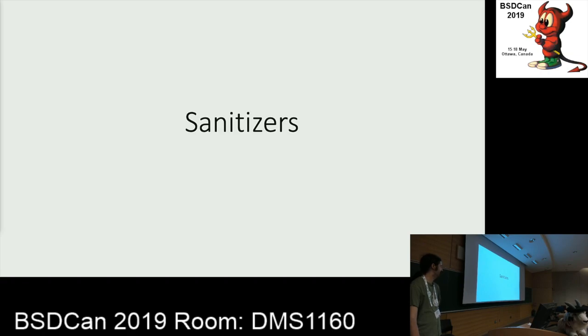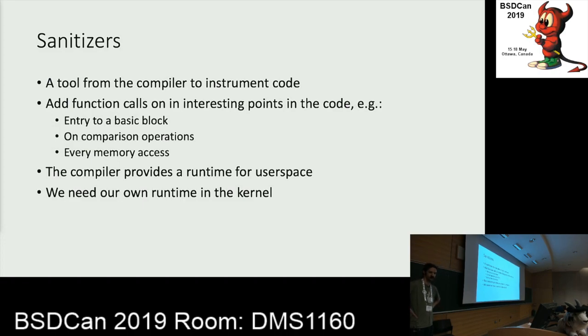So I'm going to start off, even though it's about fuzzing, we're going to talk about sanitizers, because sanitizers are useful for this. They're tools that will instrument your code, so there's something in the compiler that will instrument your code so you can find some information about it. They do this by adding a function call into your code somewhere. Normally you can think of it as, when your code is doing something that the sanitizer is interested in, it will put in a function call into somewhere else.